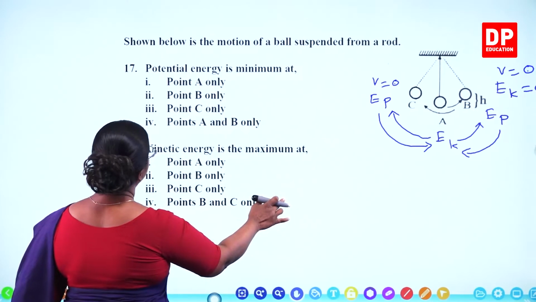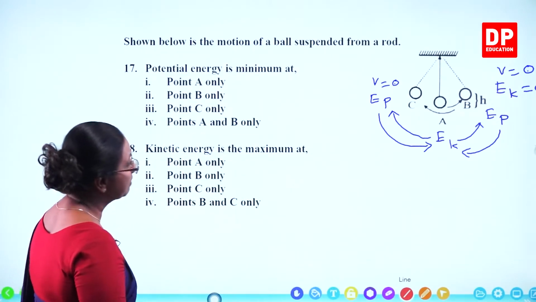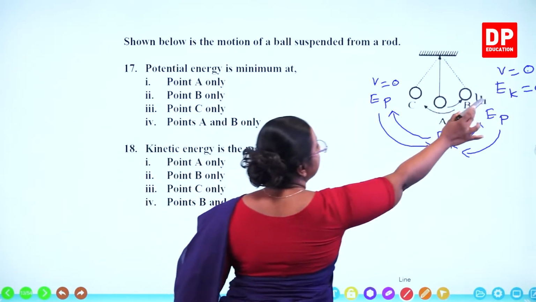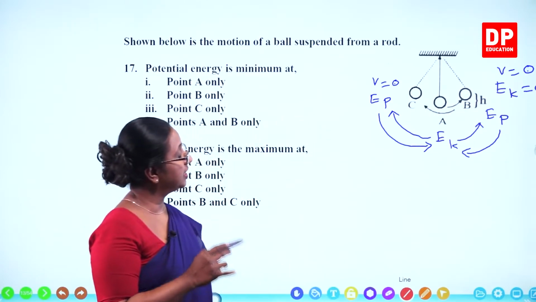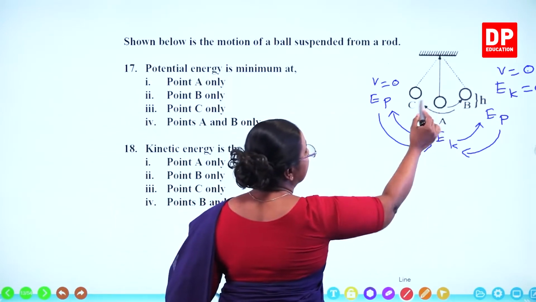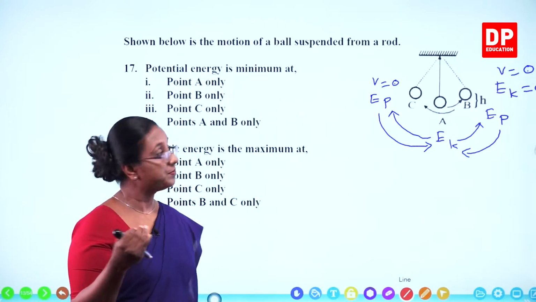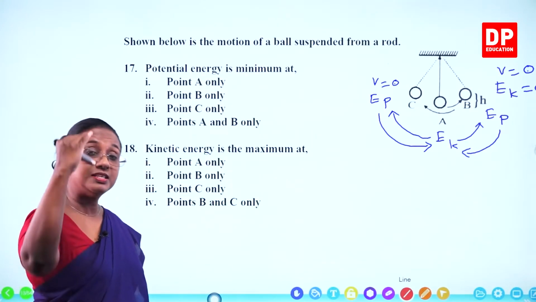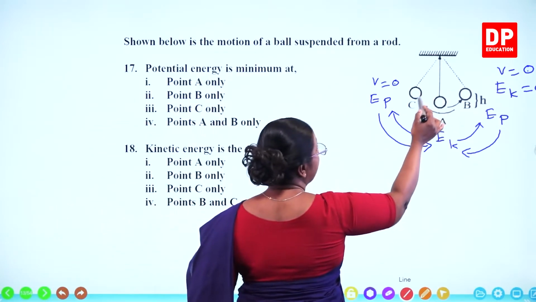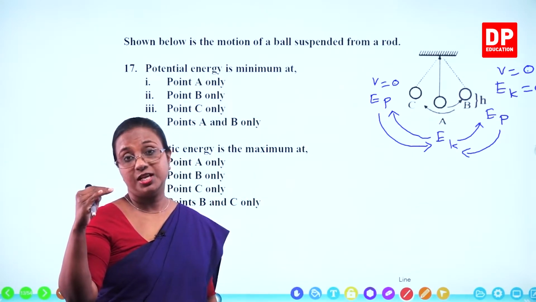So here, if we come back to the question, potential energy is minimum at. So if you remember what I told you all, here and here, it is the maximum potential energy, that is C and B. But at point A, that is the lowest position, there the potential energy is minimum. Or you can say 0. That is, if you ignore the height from the ground level to the point where this is hanging, it will be 0. But if there is height, there is a minimum potential energy.